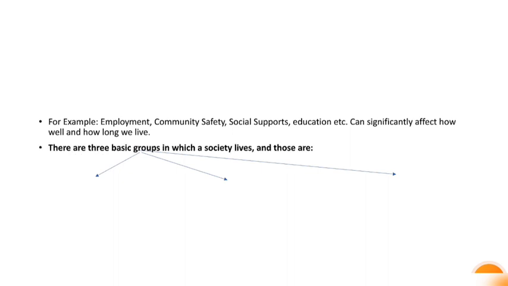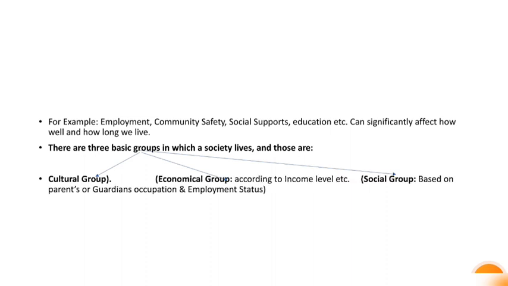There are 3 basic groups in which society lives. After that meaning, we have to provide the basic categories of socio-economic groups in which society lives. And what are those groups? One is the cultural group, based on some culture like Gujarati culture, Rajasthani culture, Maharashtrian culture, Assamese culture, etc. Second one is the economic group. According to income level we decide the economic group. Third one is the social group, based on parent or guardian's occupation and employment status. So 3 types of groups are there in socio-economic status: cultural, economic, and social group.